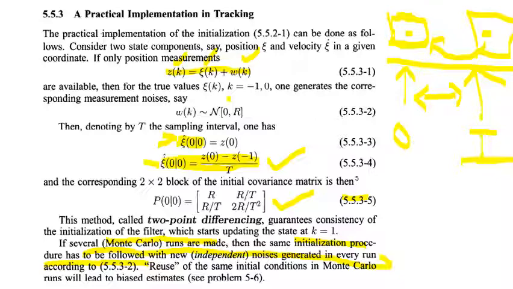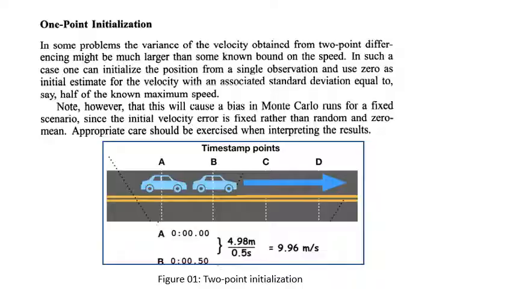This is done to avoid any bias. You shouldn't use the same initial conditions. It will result in a biased kind of output. And previously we will look into our simulations to see what we had done. So the first thing was you can use two-point initialization. The second one is you can use one single point initialization. Previously we didn't use the two-point differencing method.